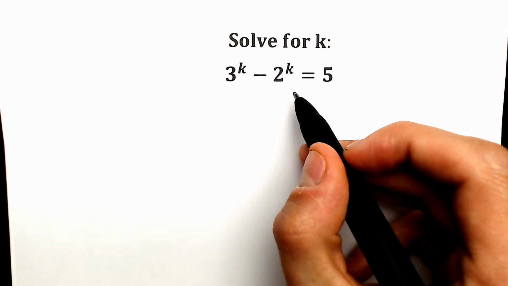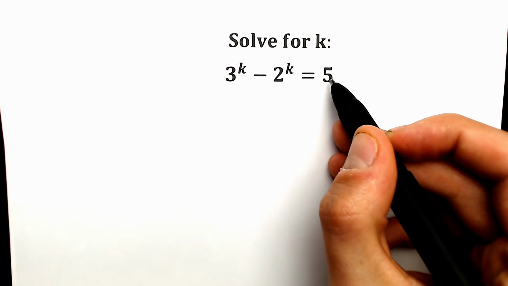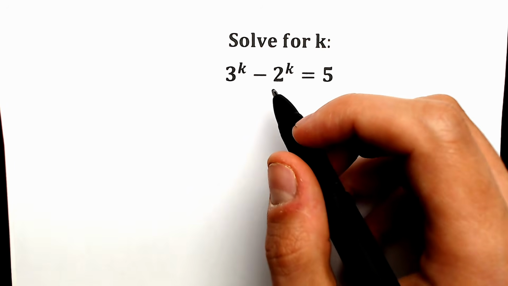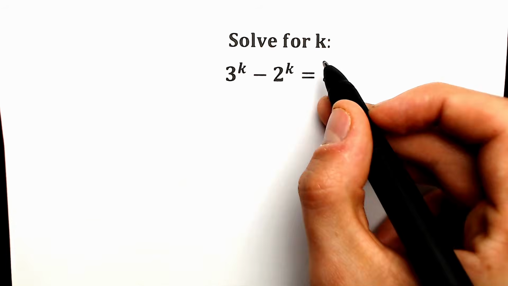Today we have a really interesting equation: 3 to the power k minus 2 to the power k equals 5. We need to solve this equation for k. If you have your solution, you can also write it in the comments below and then we will check our answers.